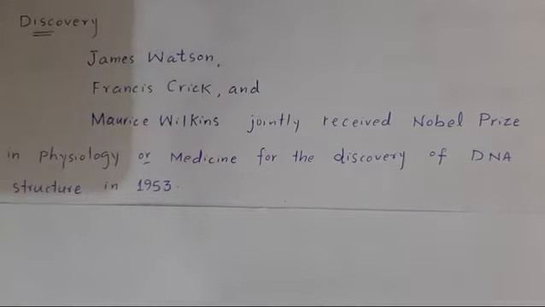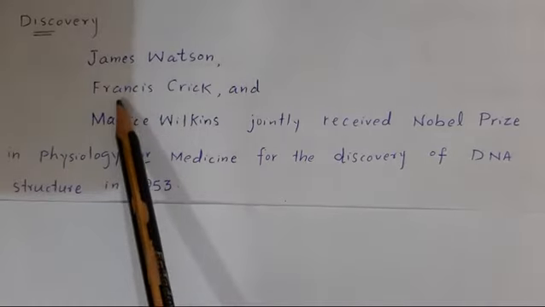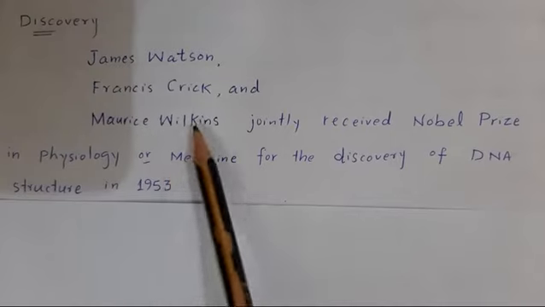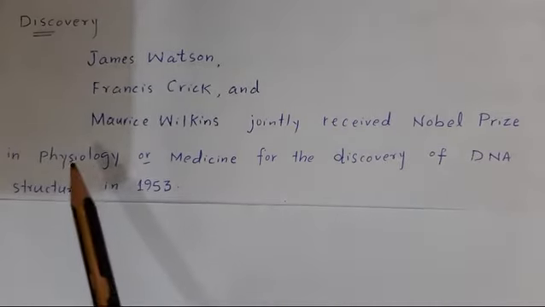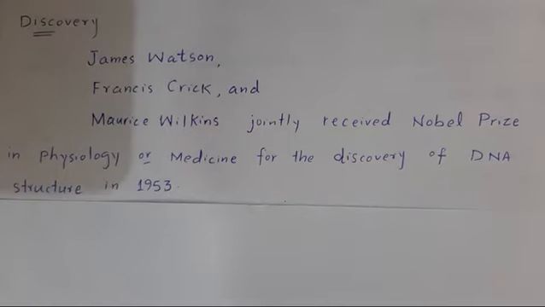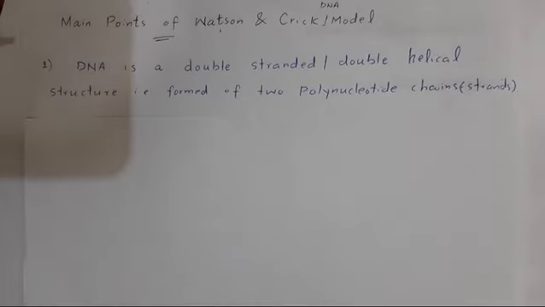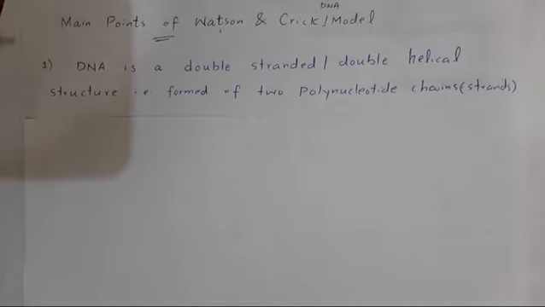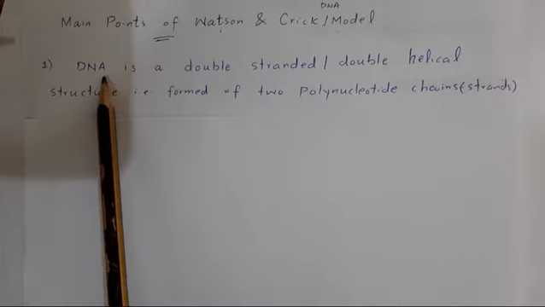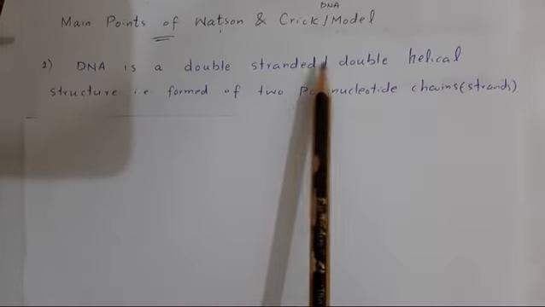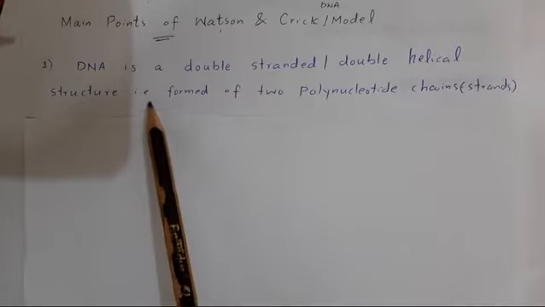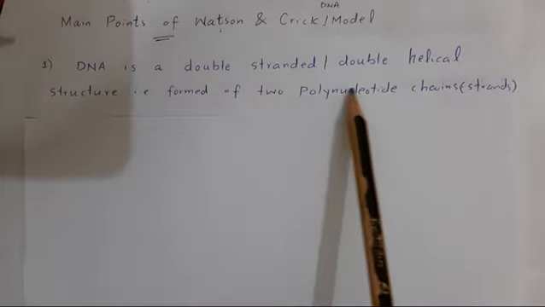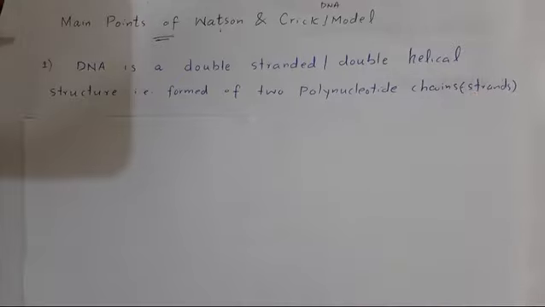Discovery of DNA structure: James Watson, Francis Crick, and Maurice Wilkins jointly received the Nobel Prize in Physiology or Medicine for the discovery of DNA structure in 1953. Now coming to the main points of the Watson and Crick DNA model. The first point is that, according to this model, DNA is a double-stranded or double helical structure. That means it is formed of 2 polynucleotide chains called strands. So DNA is a double-stranded structure.